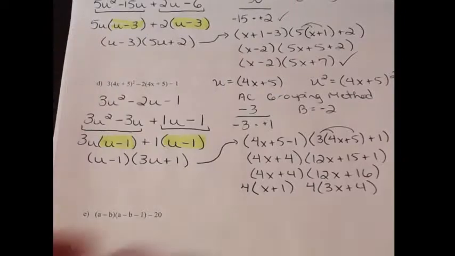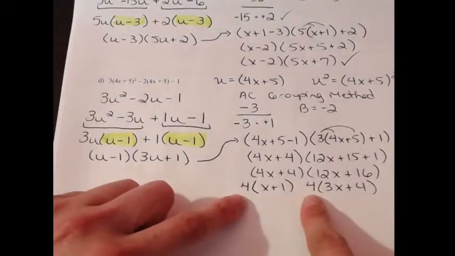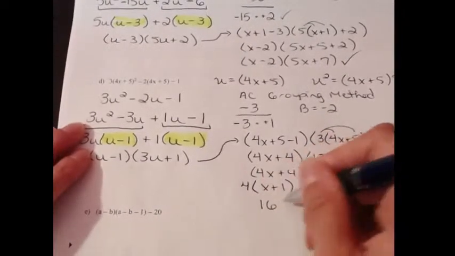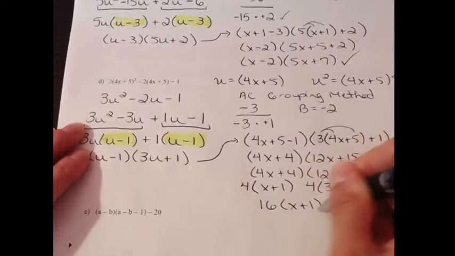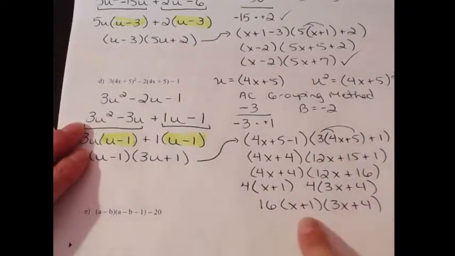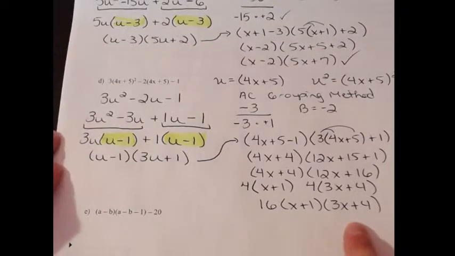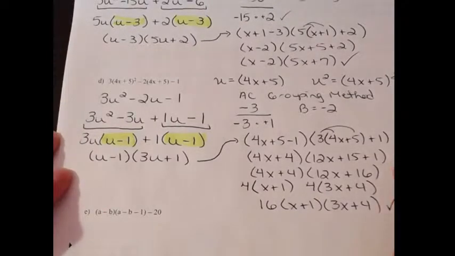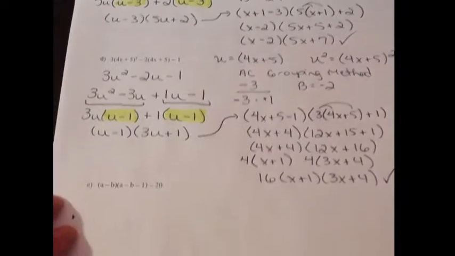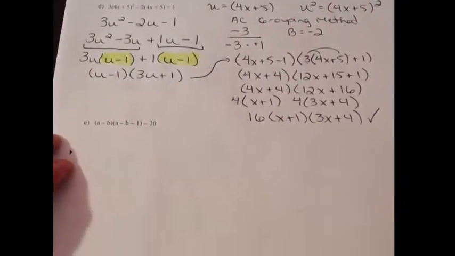In which case, if you have a 4 here and you have a 4 here, what's 4 times 4? 16. So your final answer should be 16 times x plus 1 times 3x plus 4. There's your answer, completely organized and put together. Hopefully that made sense. Our next problem is definitely a little bit trickier.